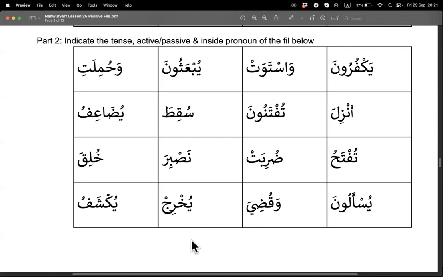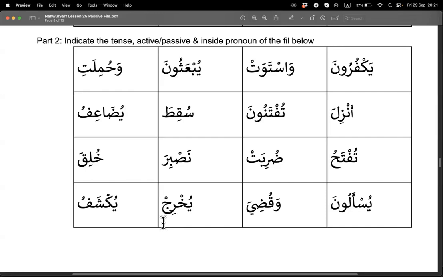Fi'il mudhari', and then the pattern is... Oh, this one is UI, maklum. UI, not... This one is majhul maklum? Sorry, this one is majhul. Sorry, majhul. I tricked you. It cannot be. So you said this is mudhari', right?